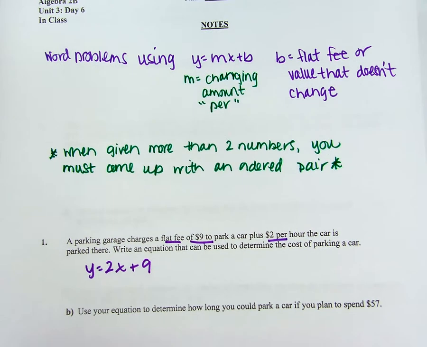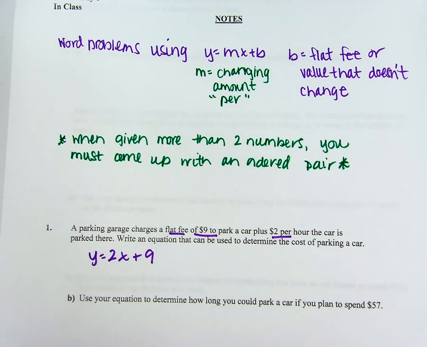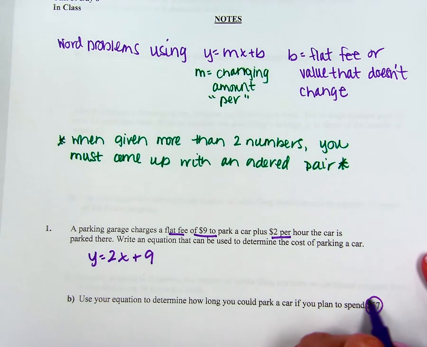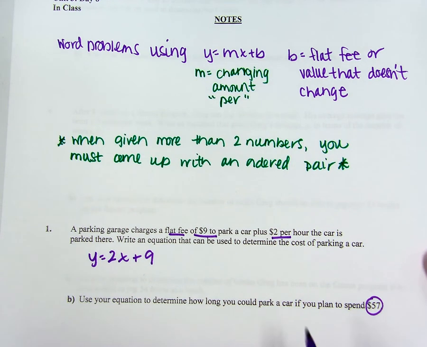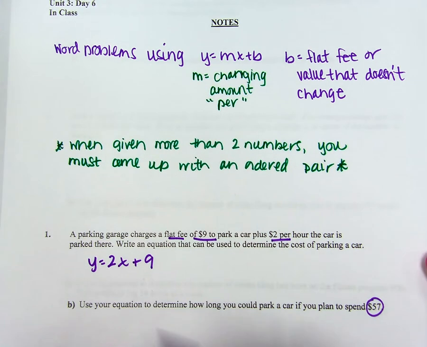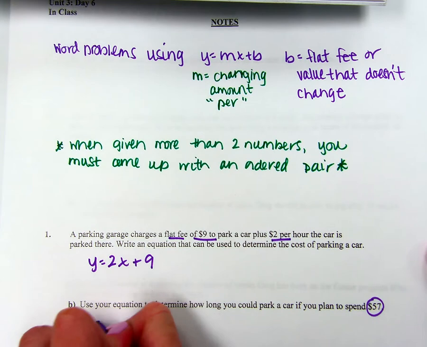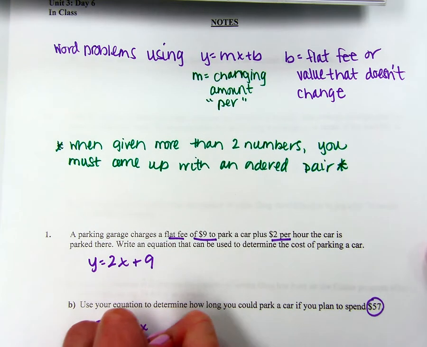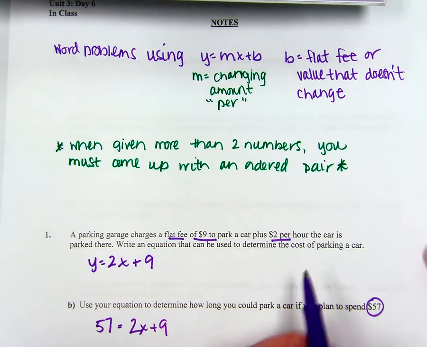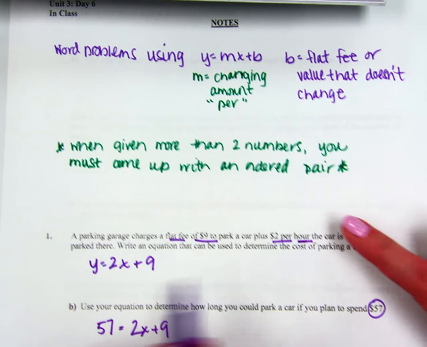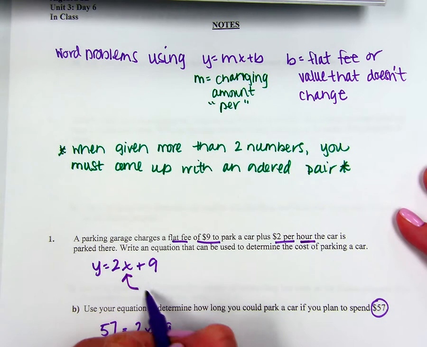Now it says for b, use the equation to determine how long you could park a car if you plan to spend $57. We're going to take that 57 and plug it in for our y, because it's giving us the total cost. We want to spend $57, and we want to determine how many hours. Remember that keyword per says hour after it, so our x is represented by our hours.